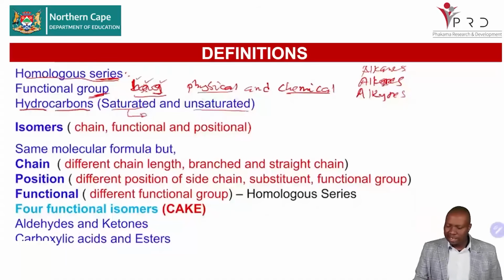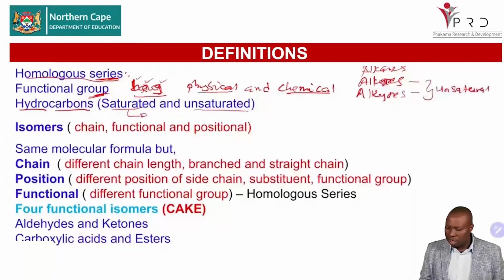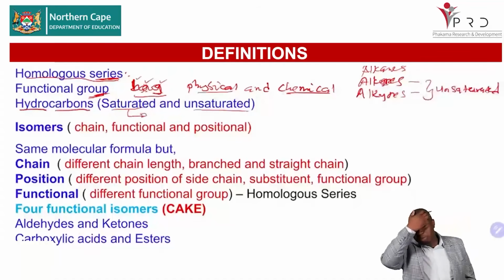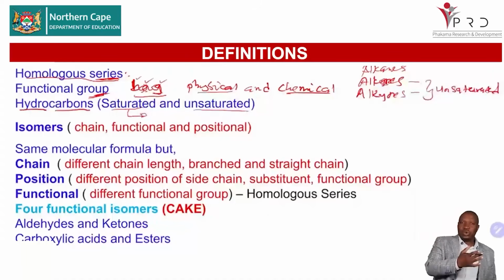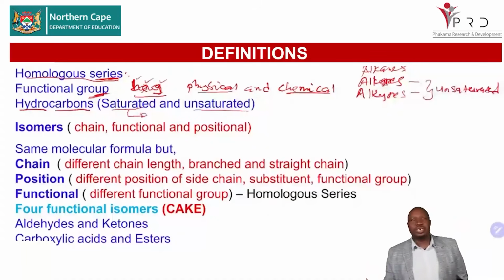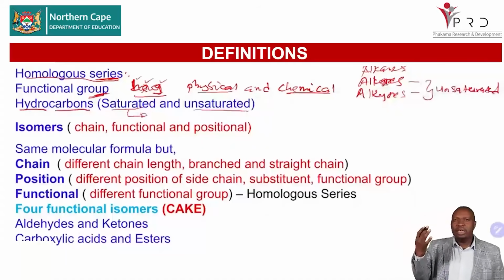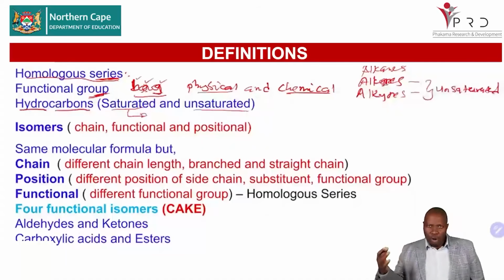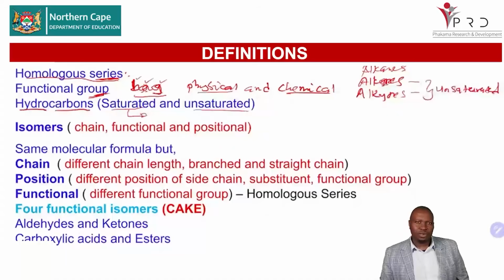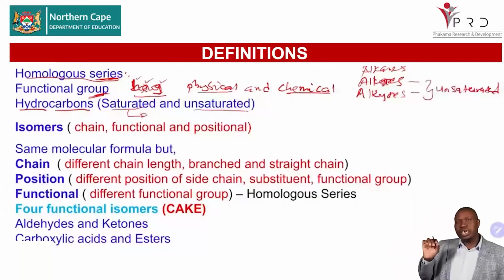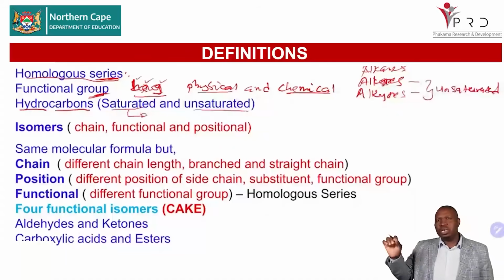When we say unsaturated, your alkenes and alkynes, they are unsaturated, which means that they have a double bond between carbon atoms. So be able to differentiate between saturated and unsaturated. And our exam guideline has made it much easier because saturated have no multiple bonds between carbon atoms. Unsaturated have multiple bonds between carbon atoms.